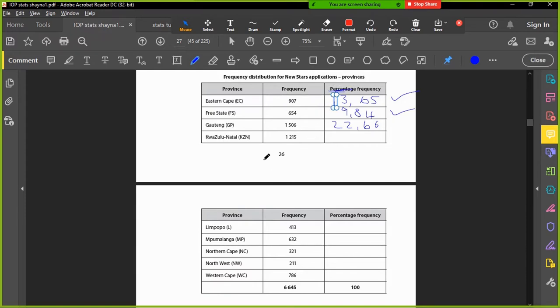Okay, do you know how to work out a percentage? It's what you've observed over the total. I need to check how many people in the Eastern Cape: 907 in terms of applications. That's what I'm observing, and then over the total in terms of everything, so all the provinces. So if I'm observing 907 in the Eastern Cape over everything, which is 6645, then I'm going to get a percentage, and that'll be the frequency. So how many applications came from that province, etc.